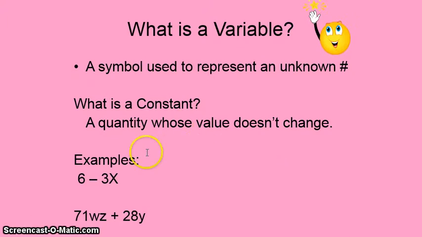Some examples here. We've got 6 minus 3x. 6 is a constant, 3 by itself is a constant, and x is a variable. It represents a number we don't know. Here, 71wz plus 28y. 71 and 28 are our constants. w, z, and y are our variables.